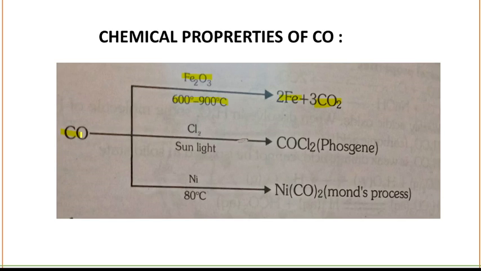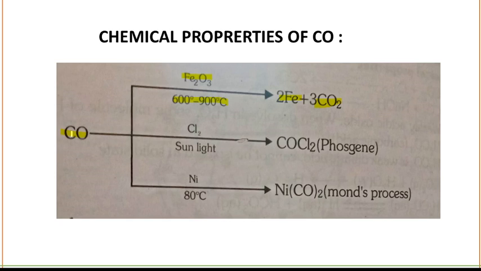This is a very important reaction. I repeat, when you react carbon monoxide with Fe2O3 at 600 to 900 degrees Celsius, you will get the formation of 2 iron plus 3 CO2 gas.